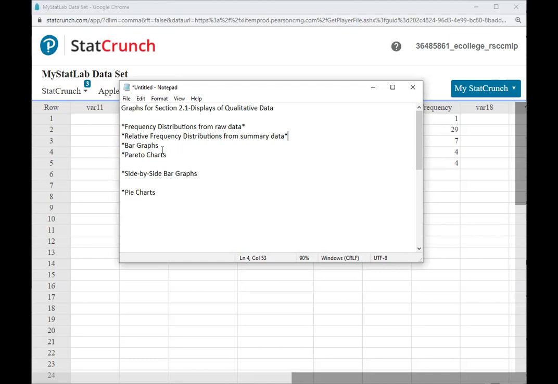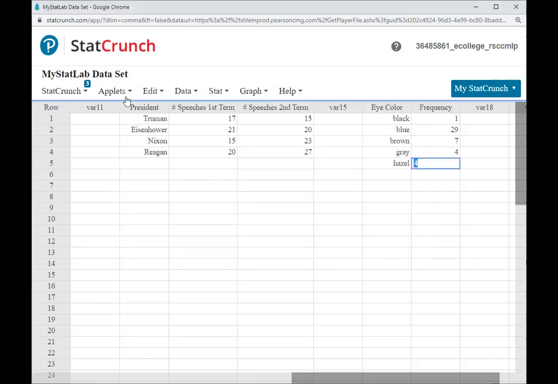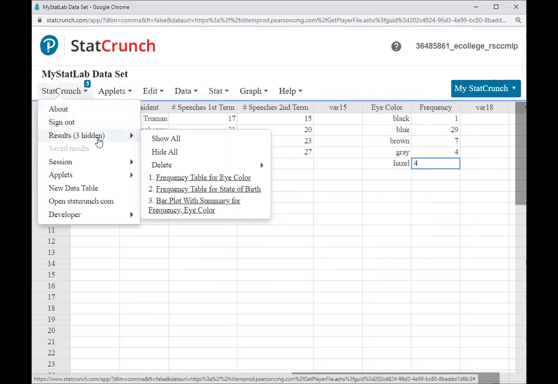Now we saw how to do a bar graph from summary just now, so I'm going to go ahead and mark it off. But what if we wanted a Pareto chart? Remember that a Pareto chart displays the bars in order from largest frequency to the smallest frequency. That's the only difference between a bar chart and a Pareto chart. And if I wanted to do that with the one I was just working with, I could actually go back.